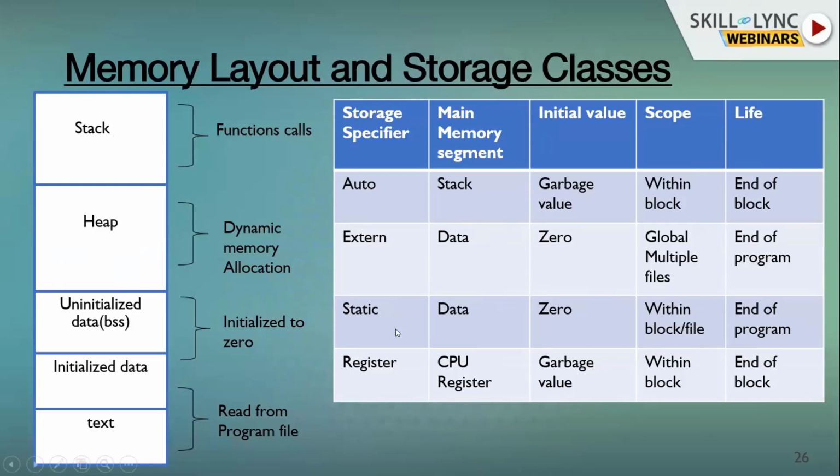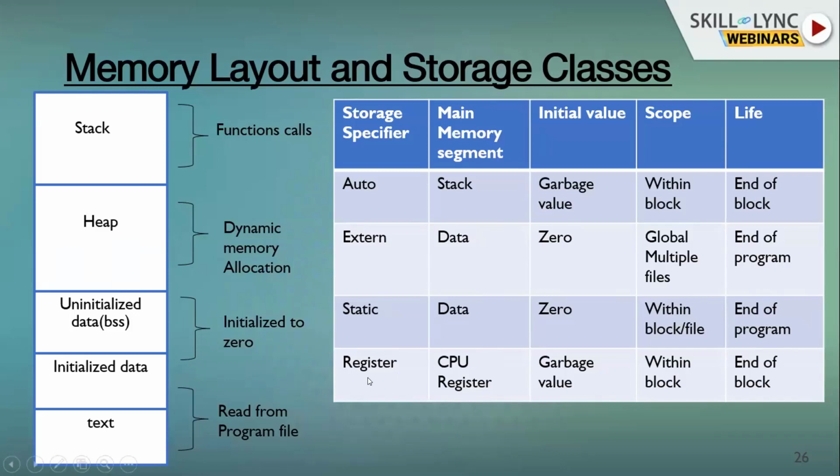If we talk about static, it is also similar to data, but there is a difference in scope. The scope is within the file where it is declared, and if it is declared inside any function or block, it is restricted to that particular block. The life would be the entire life of the program, but the accessibility depends upon the block where it is declared.